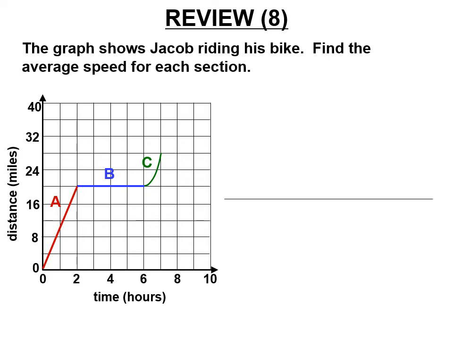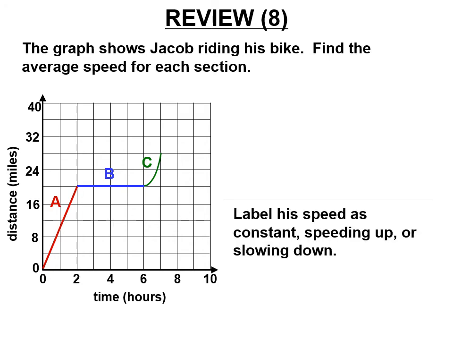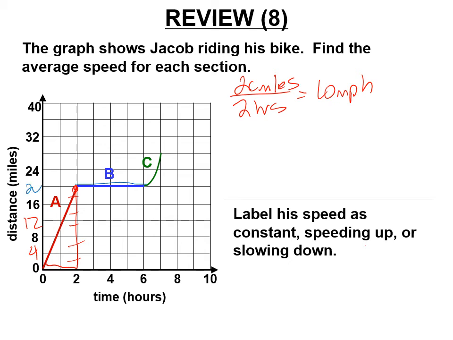Okay, in this one, we're going to find the speeds in each section, and then we're going to label whether they're constant or increasing. So in this section, right, we went 1, 2, 3, 4, 5 boxes, but they're each worth 4. So we went 20 miles in the 2 hours. So that's 10 miles per hour. In B section, right, we started at 20, but we stayed at 20 the whole time. It's horizontal. So we went 1, 2, 3, 4. We went 0 miles in 4 hours, which is 0 miles per hour.